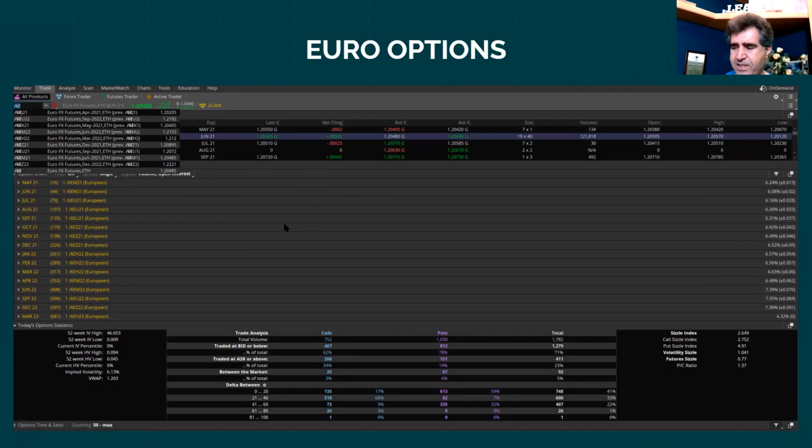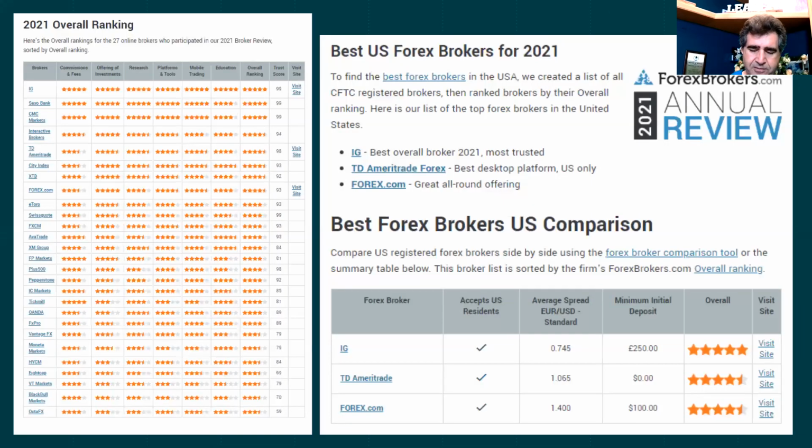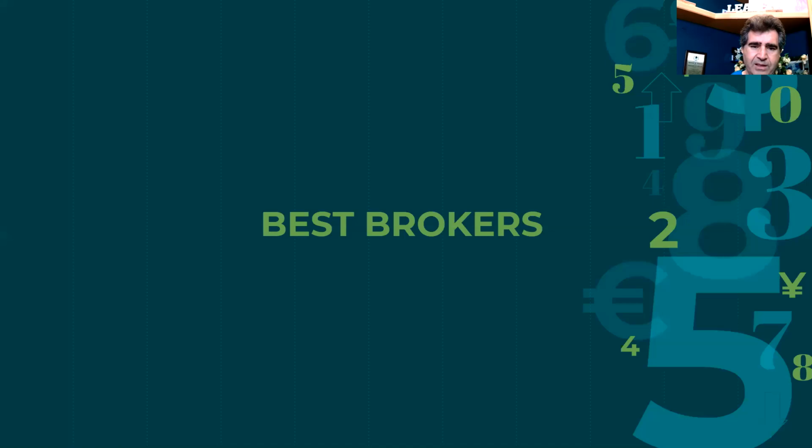The last thing as far as this section goes is basically the options. You can have options on the futures on euro. So this is another way of looking at what is happening with the expirations. You can see the expected moves, you can see the implied volatility, you even have the sizzle index. So this is something that is under the hood. You can see what the market thoughts are as far as basically all the options on the futures on the euro.